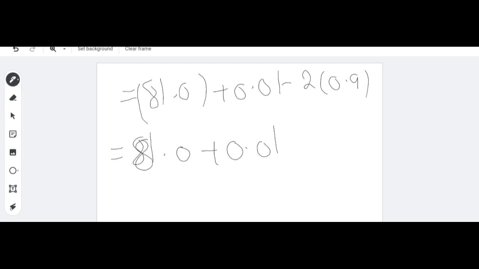0.01 minus 1.8. Then we have to solve this whole term. I will solve for the first addition. 81.0 plus 0.01 will give me 81.01, and then minus 1.8. 81.01 minus 1.8. Okay, it will give us 79.21.